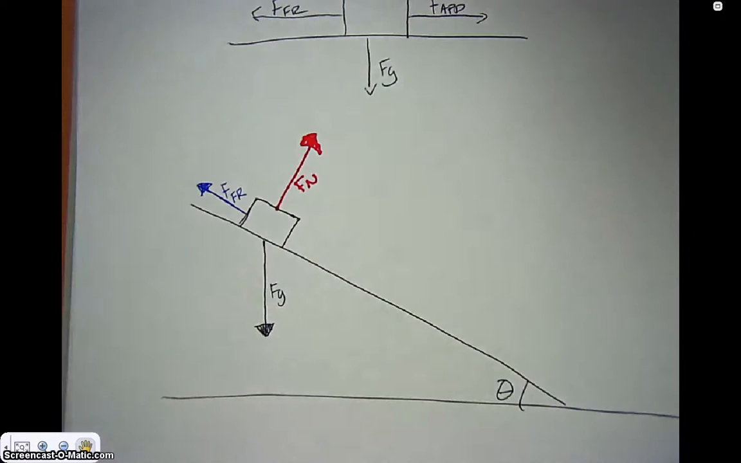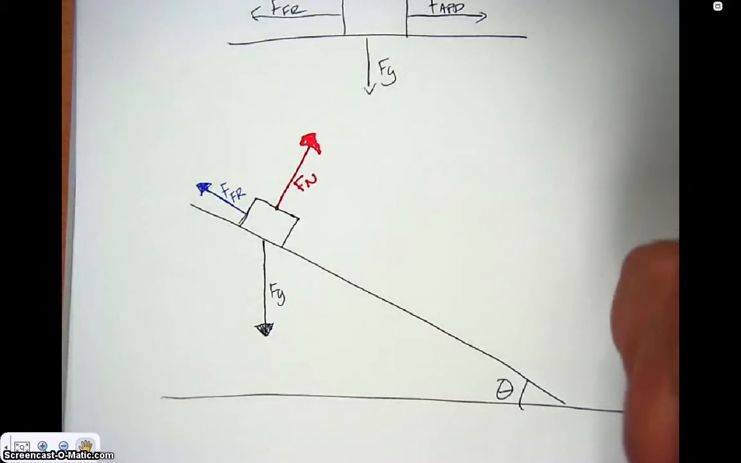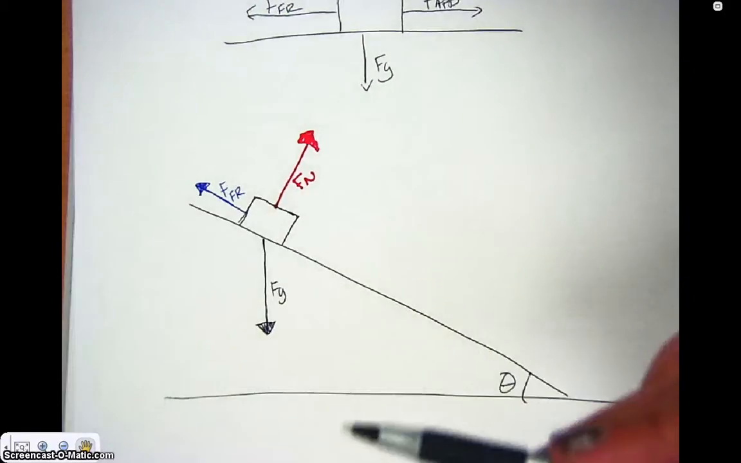Now, assuming that there is no excess applied force, gravity would be the only force making it want to slide down the hill. So a common error that kids make is they want to add in some sort of applied force. But really the only force that's making it want to go down the hill is some part of gravity, right?